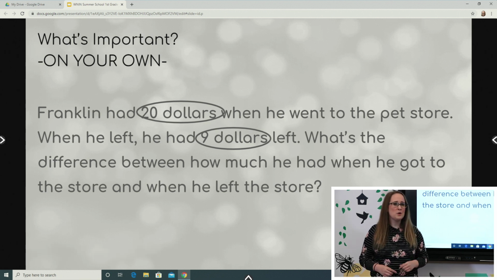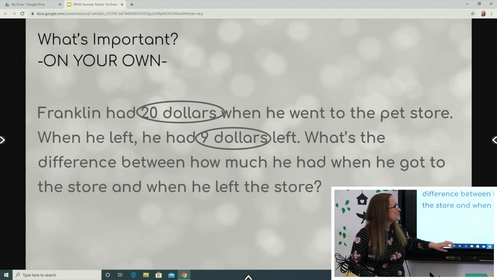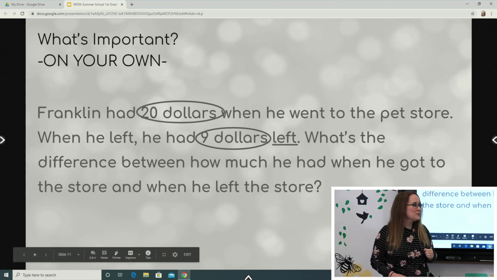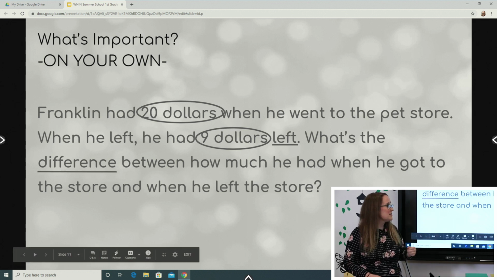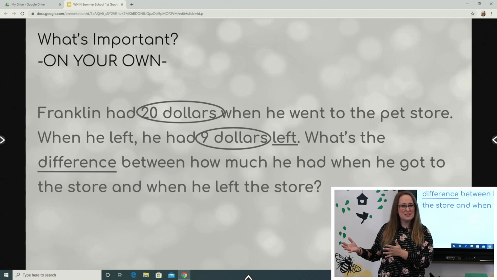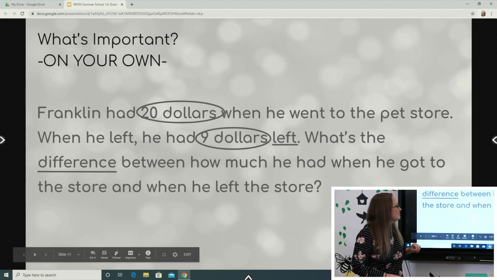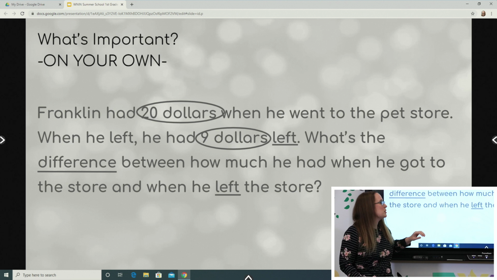Now, do you see any clue words that might tell us if we're adding or subtracting? I bet you did. We have left, which is a clue word for subtraction, and difference also tells us that we will be subtracting. So we know what he came in with and what he left with, but we don't know how much money he actually spent. And when you spend money, it goes away. And again here, we can also underline left for when he left the store.